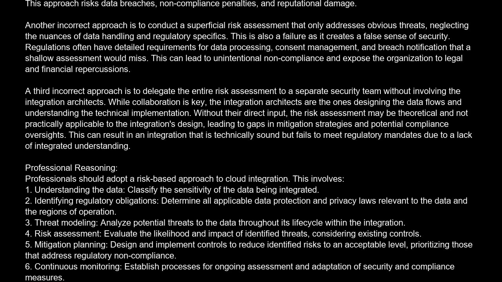This systematic process ensures that integration projects are not only functional and efficient, but also secure and compliant, fostering trust and minimizing potential liabilities. Question 20.